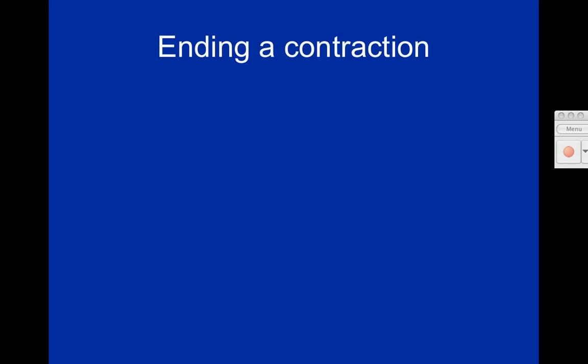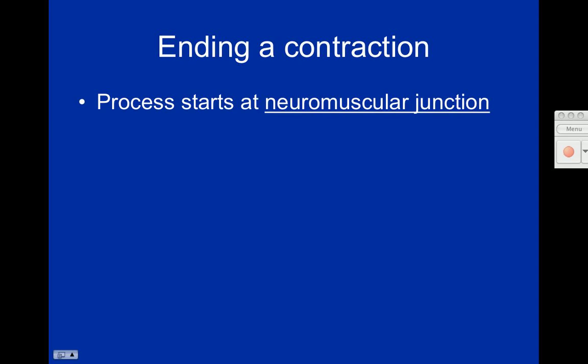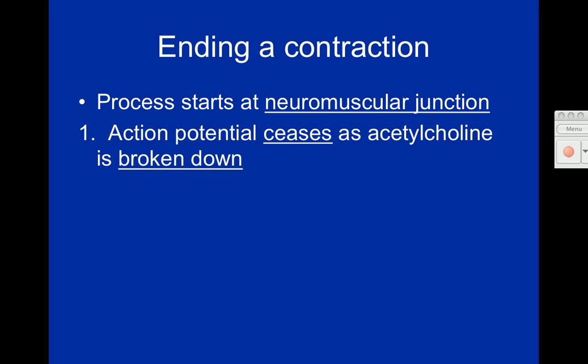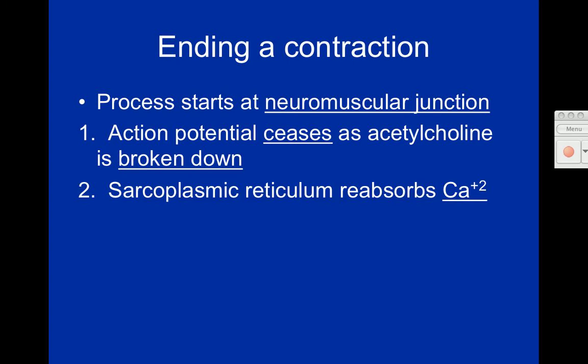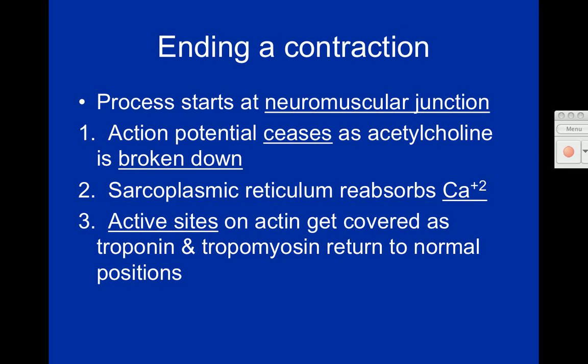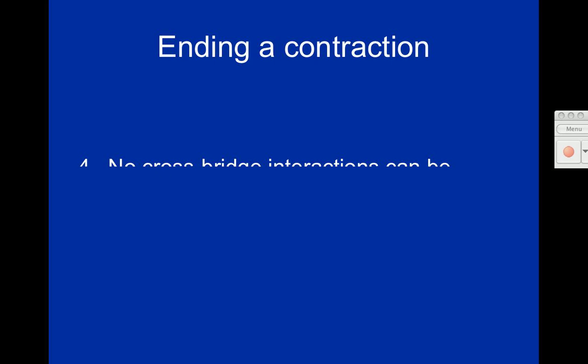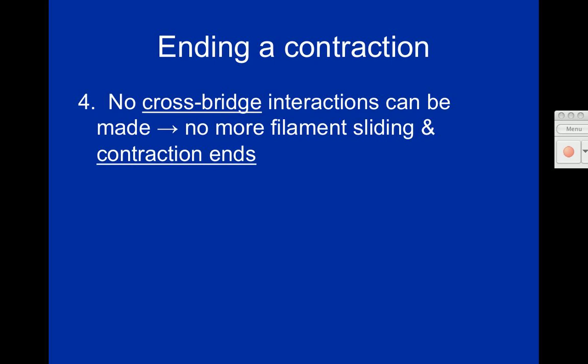Now, we obviously need to end a contraction at some point, and to do that, again, the process is going to start at the neuromuscular junction. First, what happens is acetylcholine gets broken down, and so the action potential stops. When that stops, the sarcoplasmic reticulum starts to reabsorb the calcium that it released before, so it kind of replenishes its supply. As the calcium goes away, the active sites on the actin molecules get covered back up because the troponin and tropomyosin go back to their normal spots. Because the active site gets covered up, we don't get any more cross-bridge interactions, so we don't slide inwards anymore, and the contraction ends.